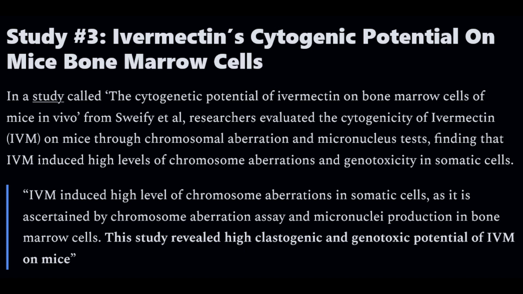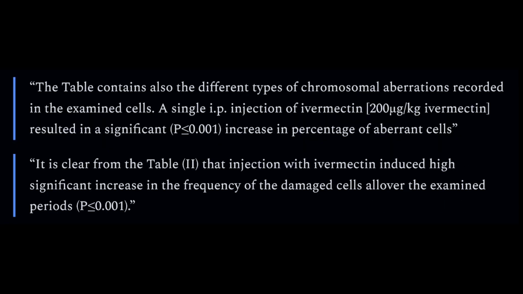Quote, "ivermectin induced high level of chromosomal aberrations in somatic cells, as it is ascertained by chromosome aberration assay, and micronuclei production in bone marrow cells." And this is key. "This study revealed high clastogenetic and genotoxic potential of ivermectin on mice." It's a bombshell. Quote, "the table contains all the different types of chromosomal aberrations recorded in the examined cells.